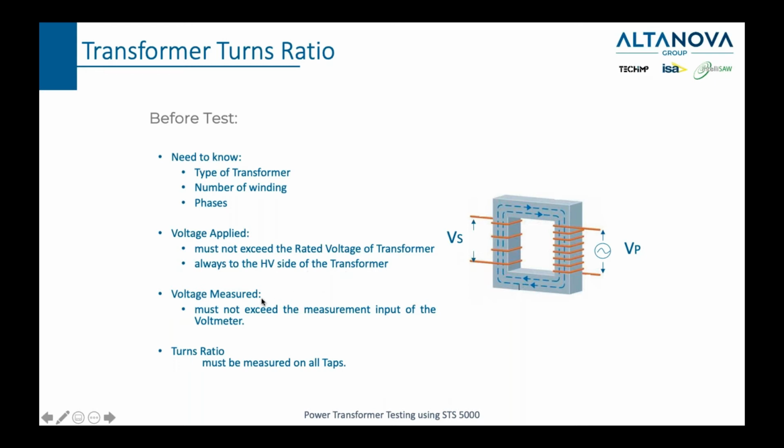The voltage which is measured must not exceed the measurement input of the voltmeter, as we were saying before, because if we measure on the secondary side more than 300 volts, that might burn the measurement input. And what is also important, we often have transformers which have multiple taps, whether they have an on-load tap changer or a de-energized tap changer, and we should do this on all positions of the tap changer in order to get a full overview of our power transformer's ratio.